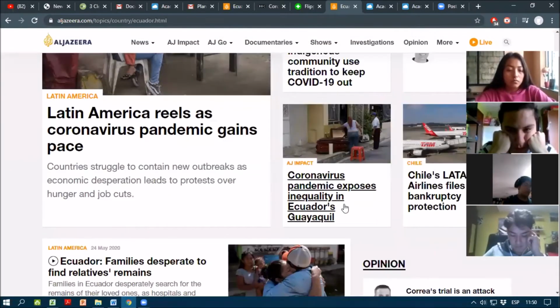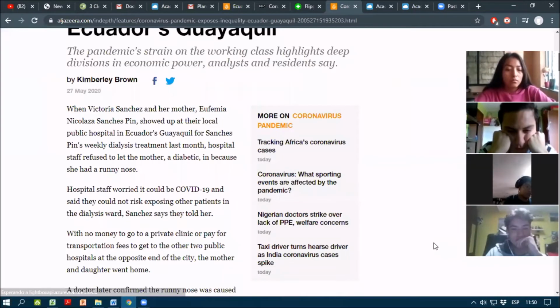So here we have here coronavirus pandemic exposed inequality in Ecuador's Guayaquil. When Victoria Sanchez and her mother, Eugenia Nicolas, showed up at the local public hospital in Ecuador.